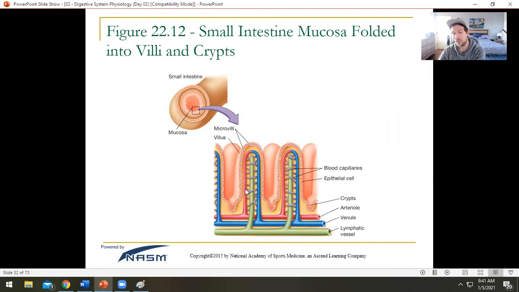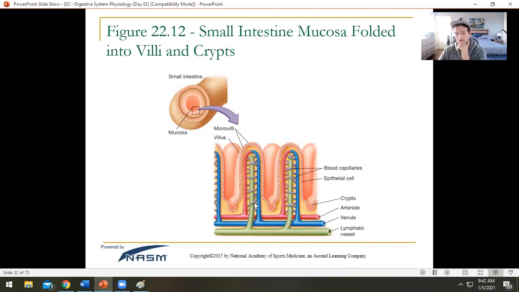This red one is making sure that the villi stays alive by giving it blood. And this blue one is picking up nutrients, carrying them into your bloodstream, and taking them over to the liver. And there's also a little bit of lymph in there as well. This is making sure that they stay hydrated.